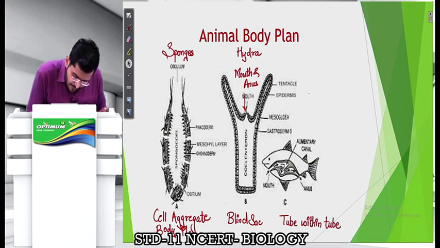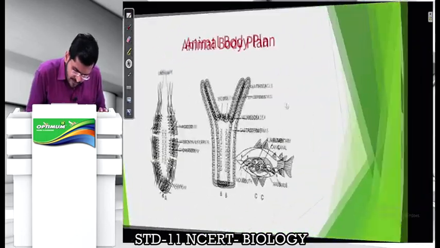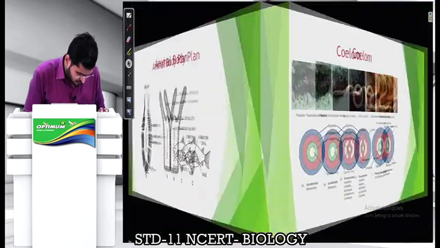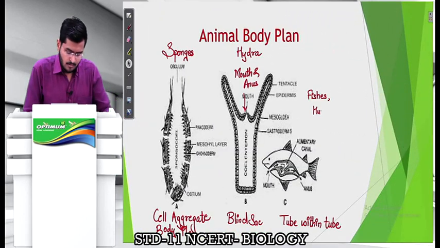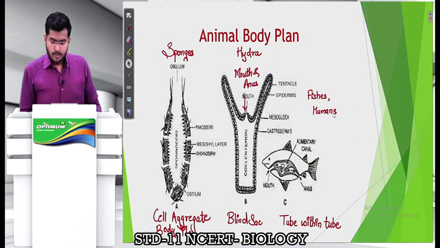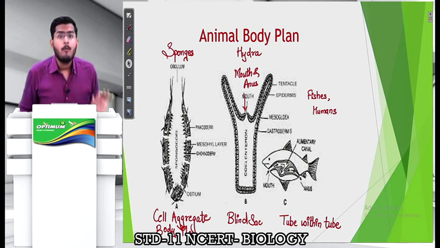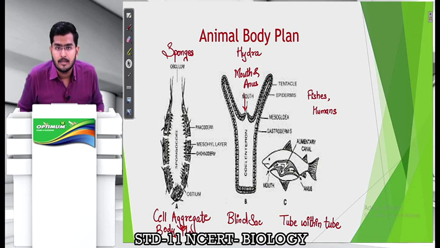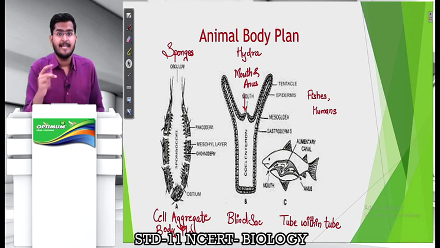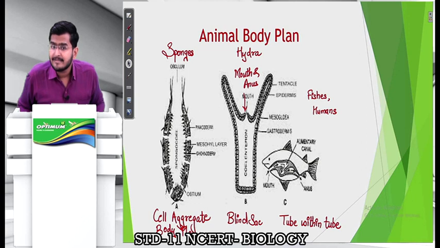Here, from the image itself you can see that the example quoted is fishes, and let me tell you that it is also seen in humans. So fishes and humans show the tube within tube body plan. Now why do we call it the tube within tube body plan? Please understand that our body itself is a cylindrical tube, and within that there is another tube, which is our gastrointestinal tract. It has two openings: one is the mouth, and the other is the anus. From the mouth you take in food, and from the anus you release the excretory products, right?